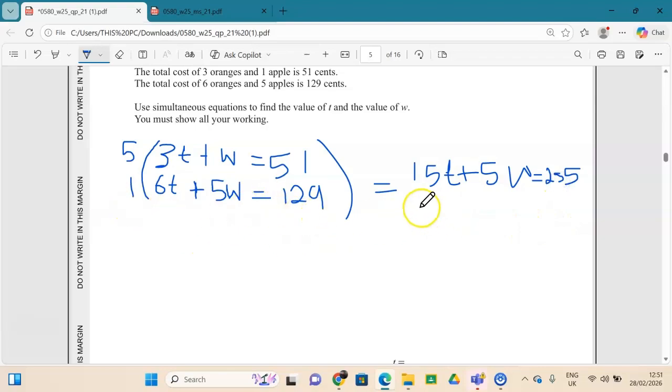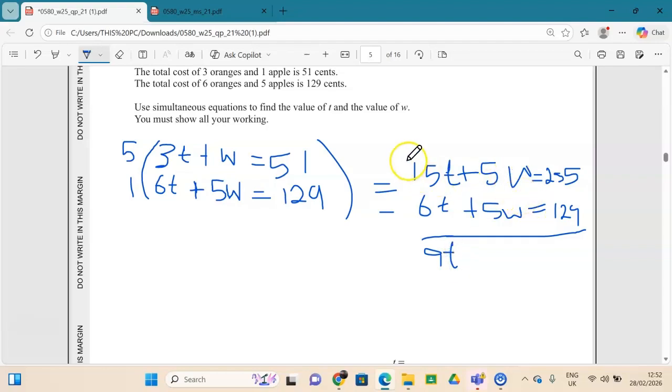Let's also multiply the other equation. If you multiply this by 1, it's just going to produce the same thing. So 1 times 6t will give us 6t, and 1 times 5w will give us 5w, and 1 times 129 will produce 129. Then you get the difference. 15t minus 6t. What is 15 minus 6? That will give us 9t. And you can put this in bracket to be on the safe side, because you might have a negative sign in any of these, which must also be affected by this.